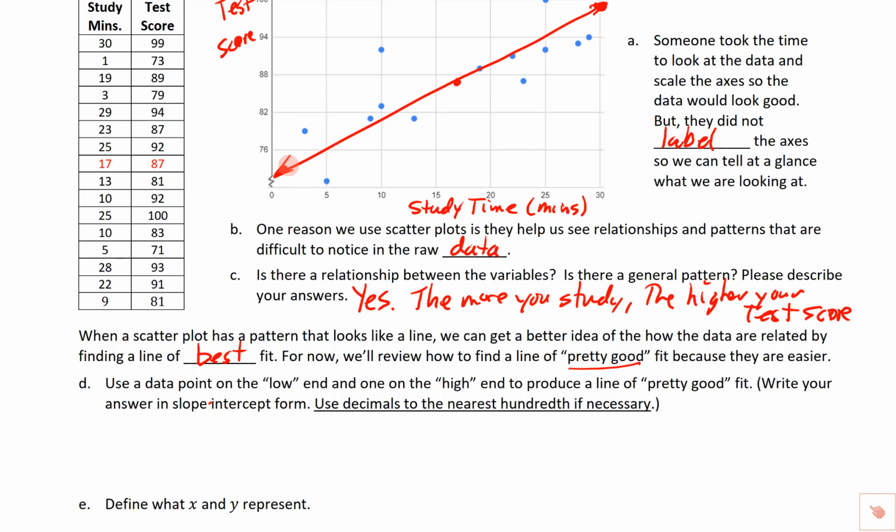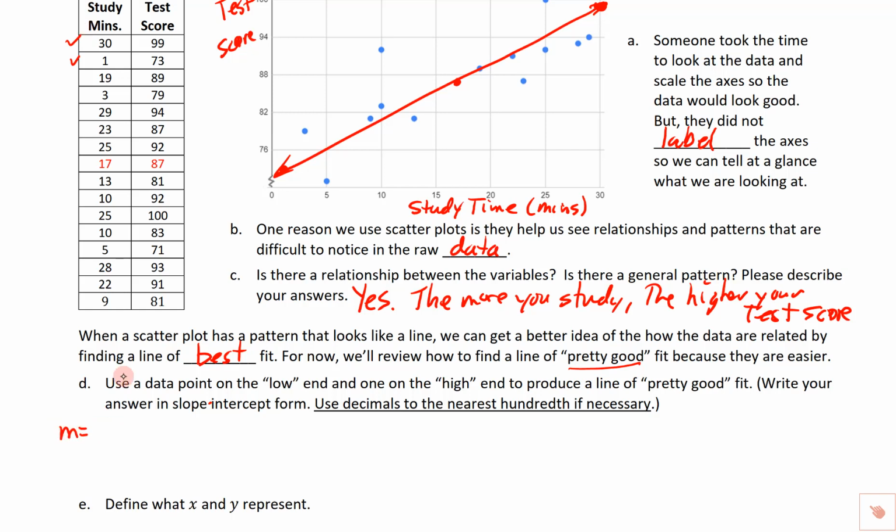So this low one would have been somebody that studied for maybe 1 minute and got about, in the low 70s. Well, that's this one right here. And then the one on the high end is somebody that studied for 30 minutes and got almost 100. So that's actually this one right there, just conveniently placed. So we're going to find the slope.